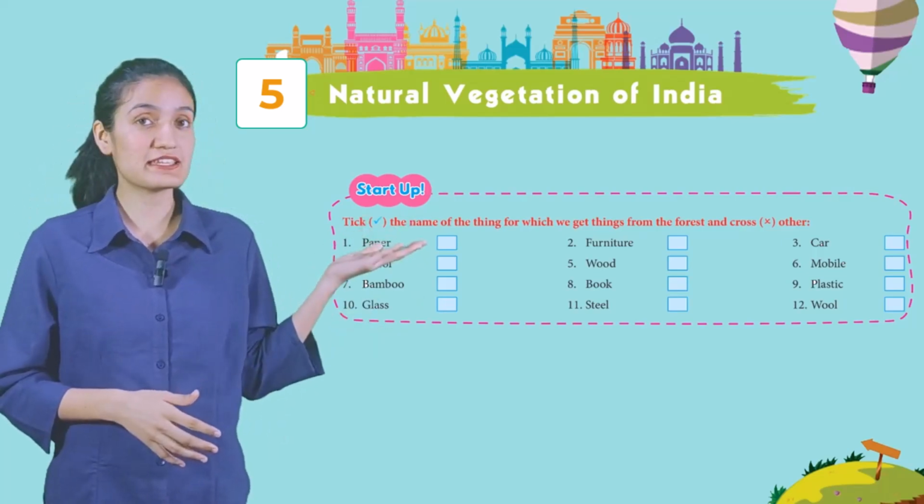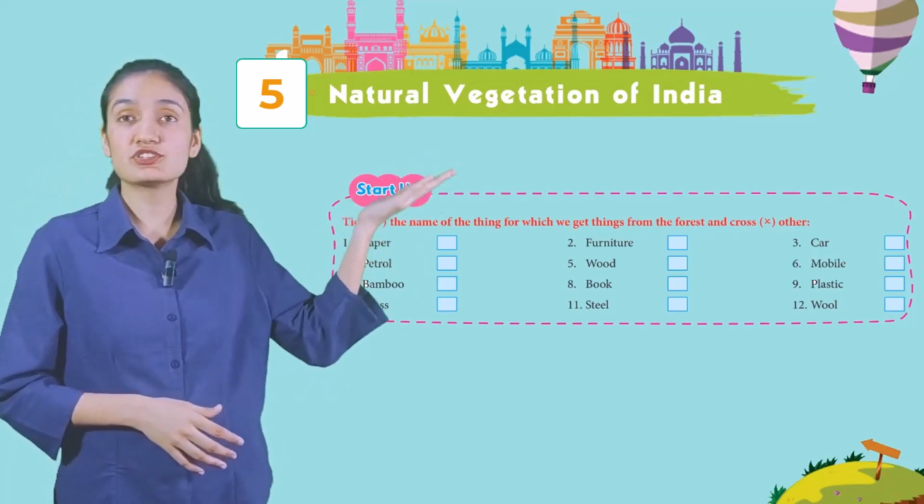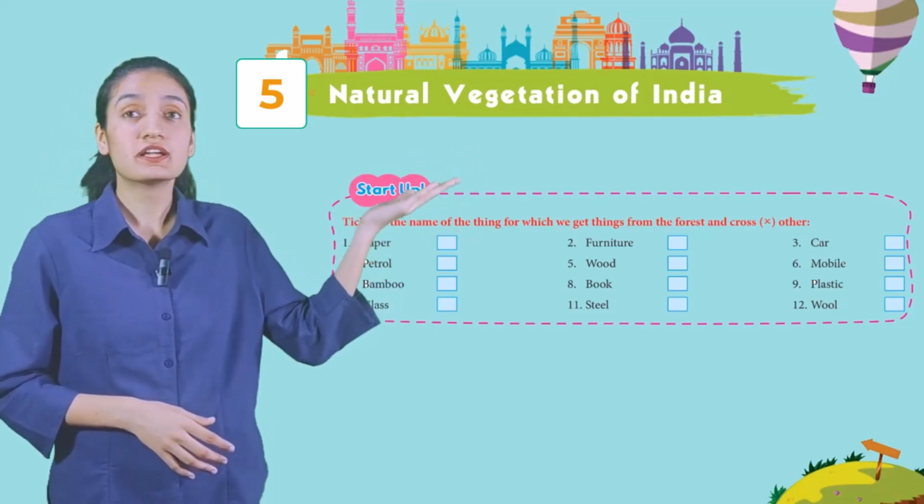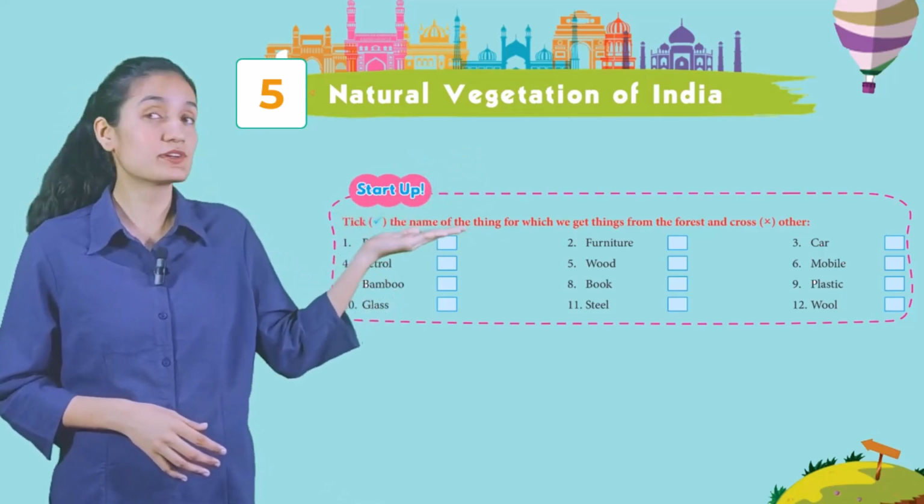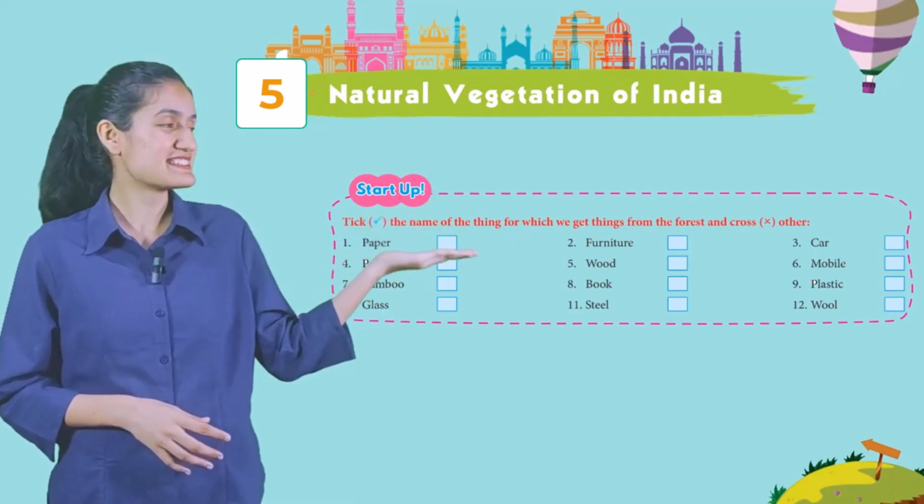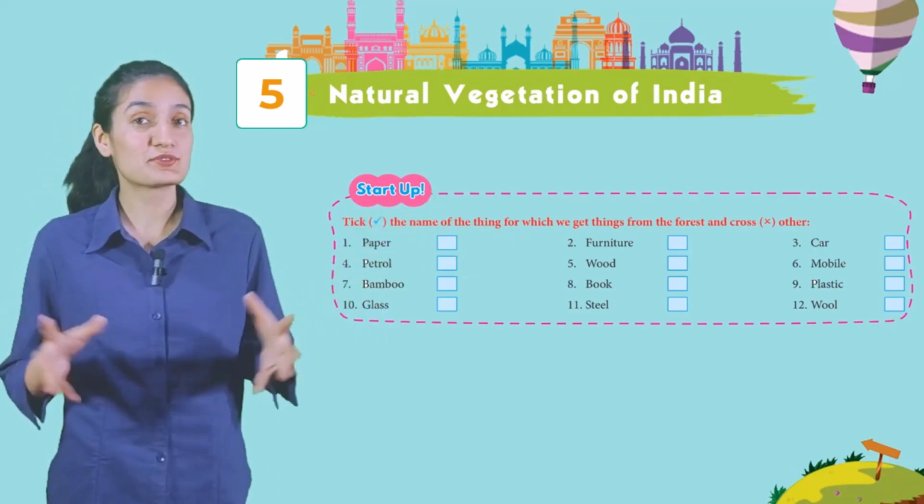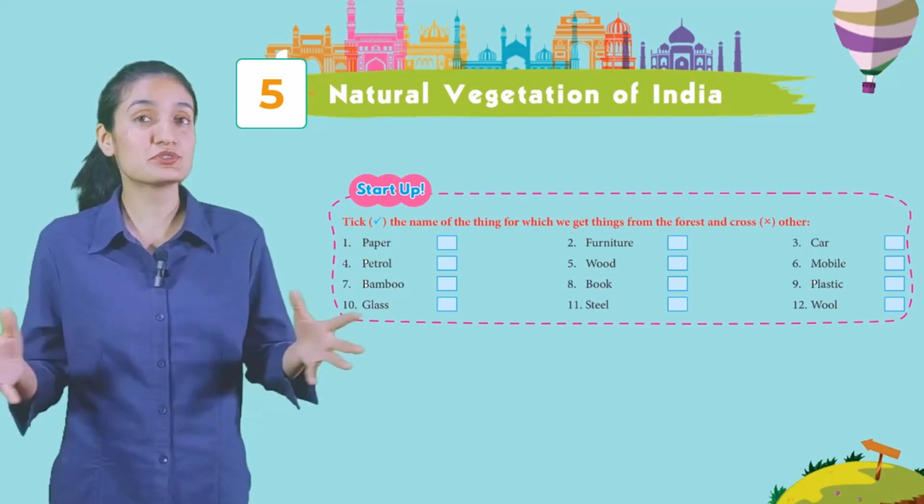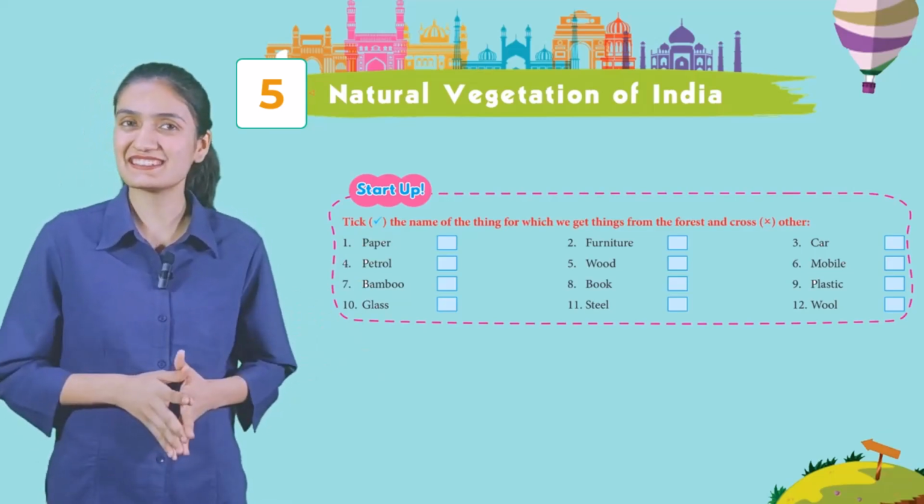Here you can see the different things. Here are paper, furniture, car, petrol, wood, mobile, bamboo, book, plastic, glass, steel and wool. So students, you have to take those things which you get from forest and cross the rest.